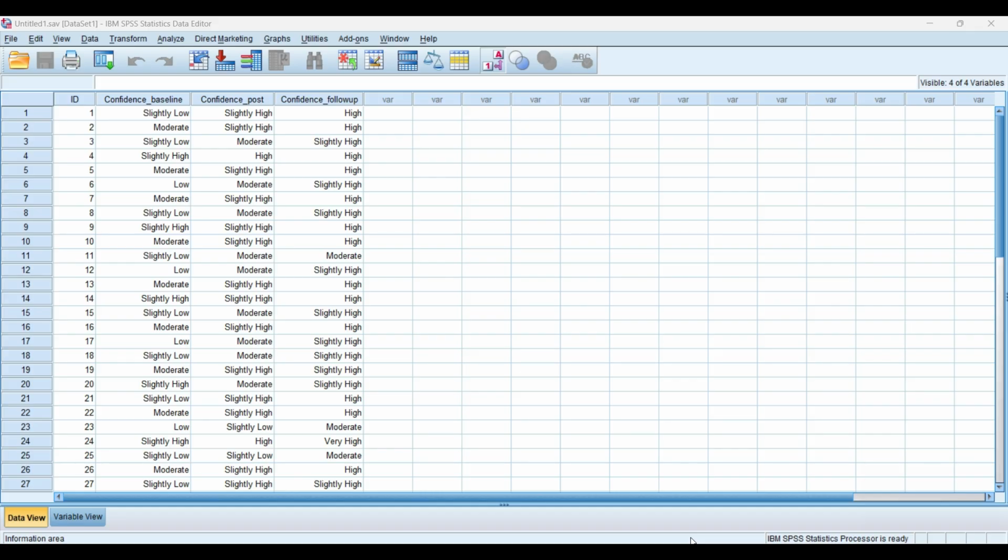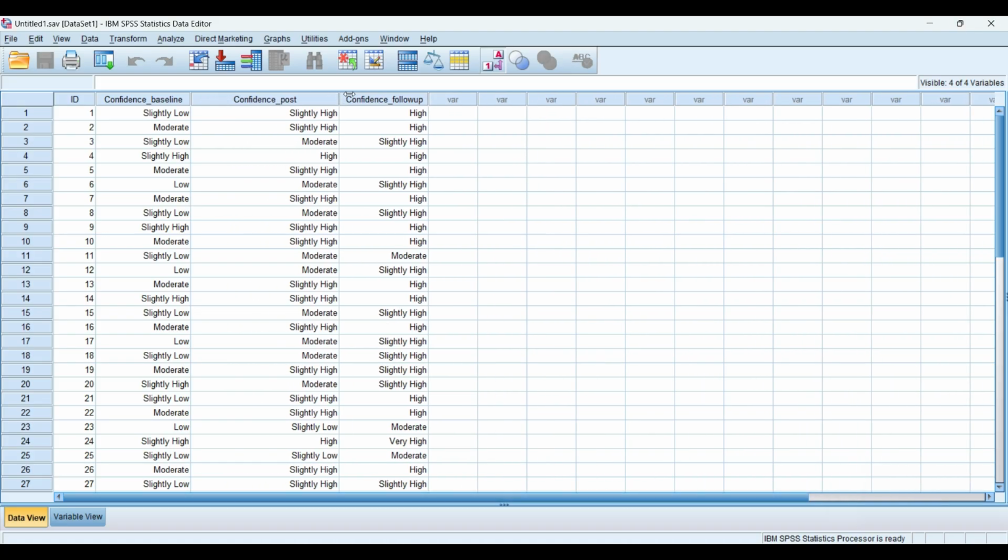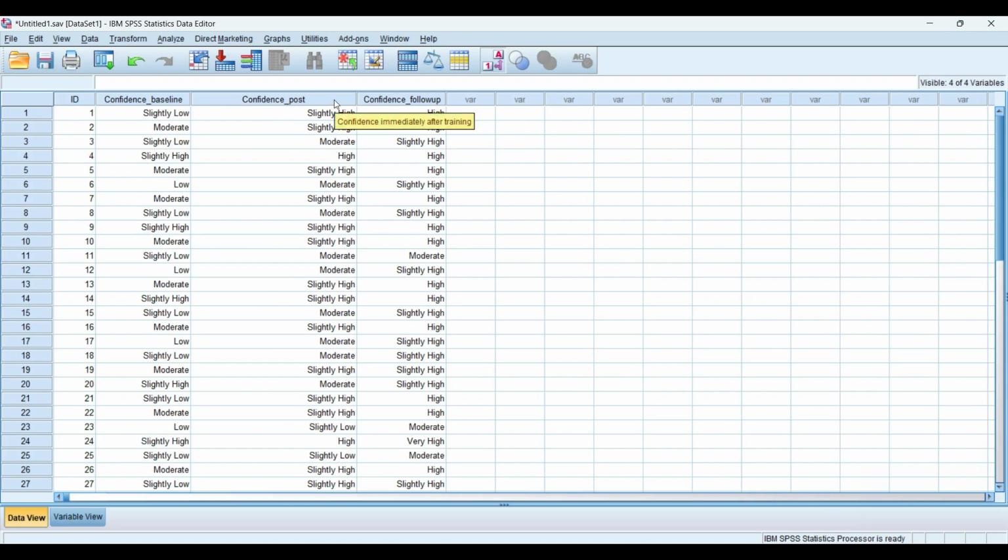Instead, if you see my previous video on the Kruskal-Wallis test, there we compare unrelated measures, but in the Friedman test we measure related measures. So we have an example of 30 employees where we will measure the digital confidence of employees at baseline, after the immediate training, and after 1 month.